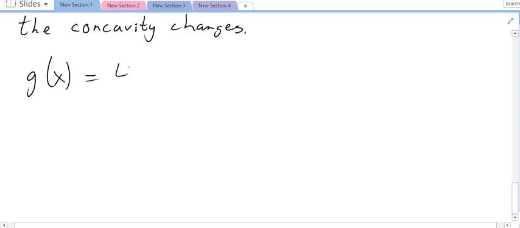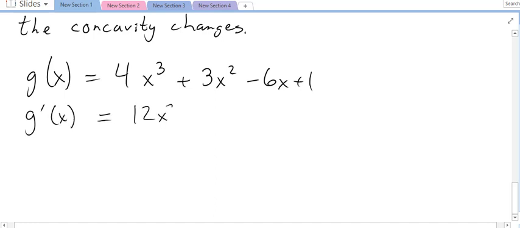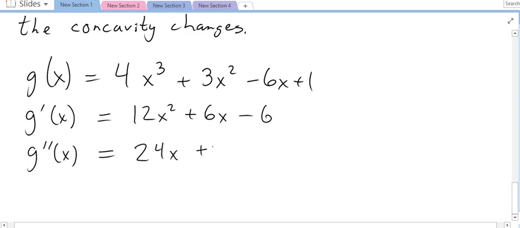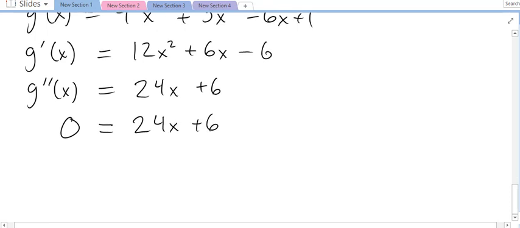Let's look at another example that we were working with last time in a previous video, where we were looking at g of x is equal to 4x cubed plus 3x squared minus 6x plus 1. And let's find the intervals of concavity for this one. We took the first derivative, and it's easy enough that we can just do it again here, and we get 12x squared plus 6x minus 6. Then we can take the derivative again, and we get 24x plus 6. If I want to find these possible points of inflection, I set this equal to 0 and solve for x, and we get x equals negative 1/4.